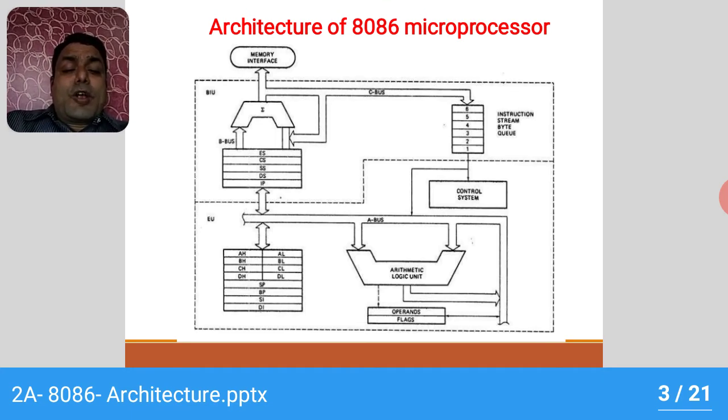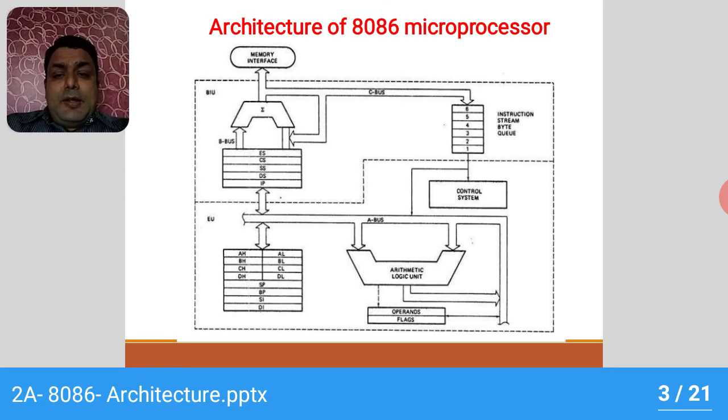While addressing any location in the memory bank, the physical address is calculated from 2 parts. That is, the physical address is equal to segment address plus offset address. Now, coming to pointers and index registers. Index and pointer registers are IP, BP, SP, SI, DI.